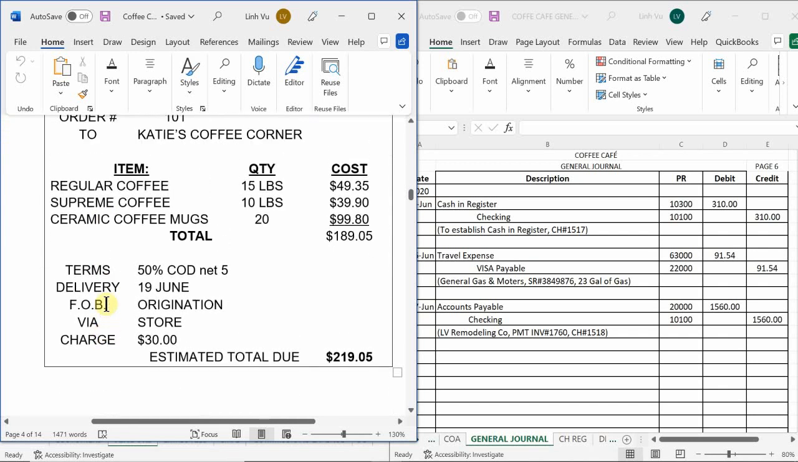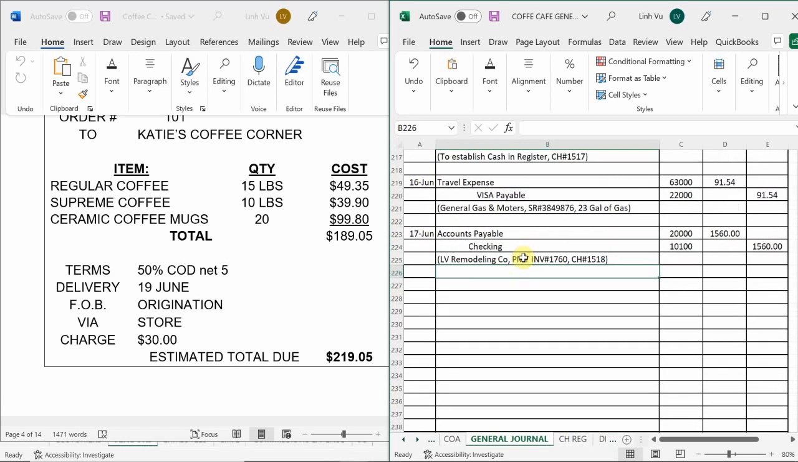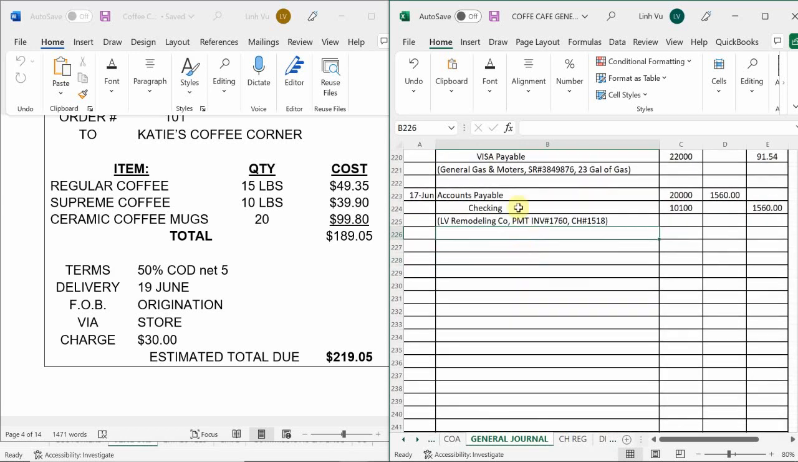So in this case, this is an order. We haven't delivered it. They haven't paid us yet. So is this a transaction that occurred? Not yet. So in this case, we will put it in the subsidiary. Yes, correct.